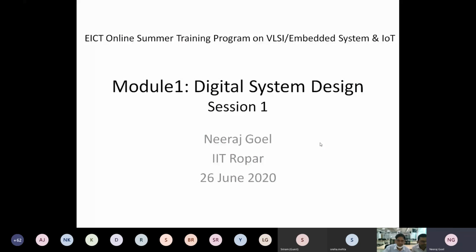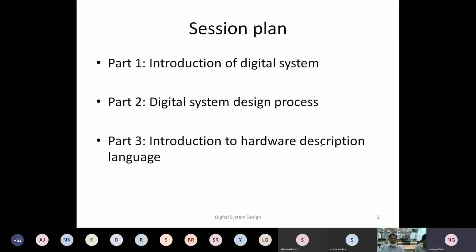So before I go ahead, essentially today's session is broken into three parts. Part one, introduction to digital system. Part two, digital system design process, and part three, introduction to hardware description language. So what we can do is I can have a 5 or 10 minute break after each part, so I can take up your questions and then we can move to the second part. All of these three parts are kind of independent of each other.